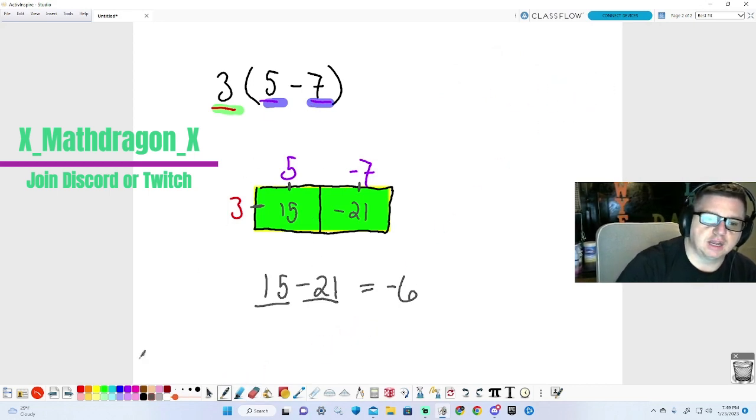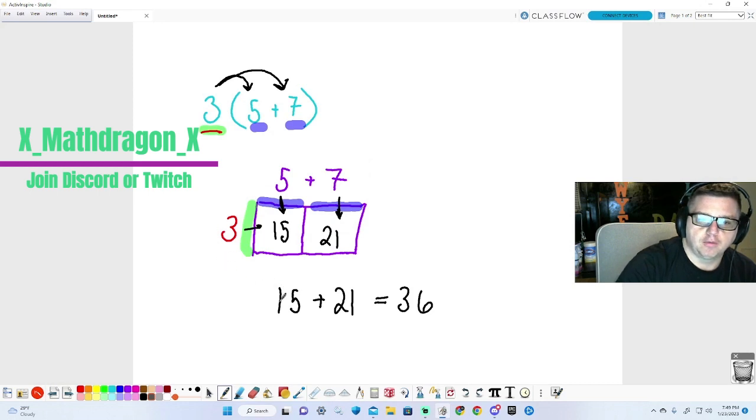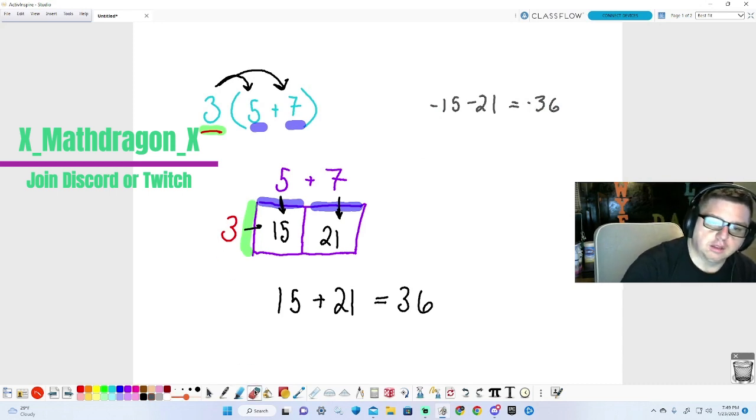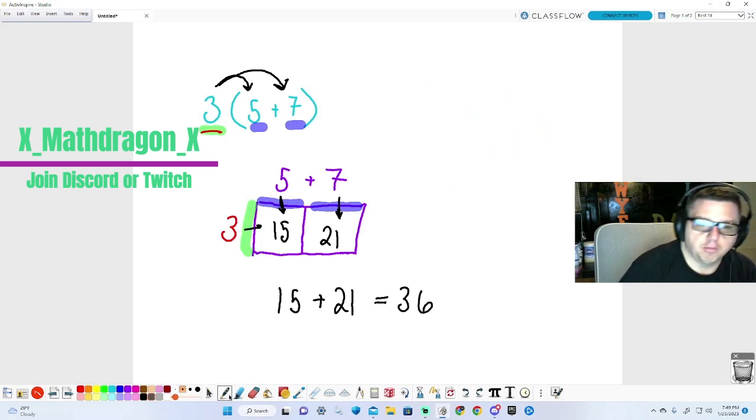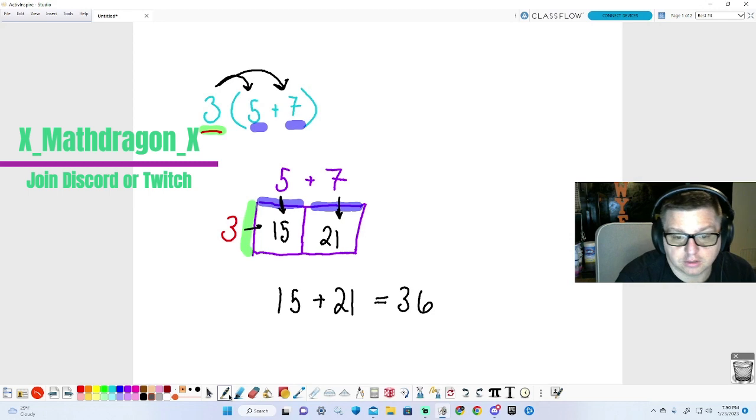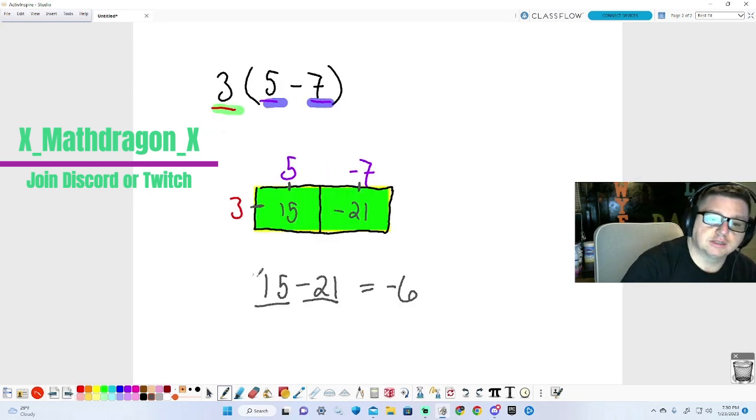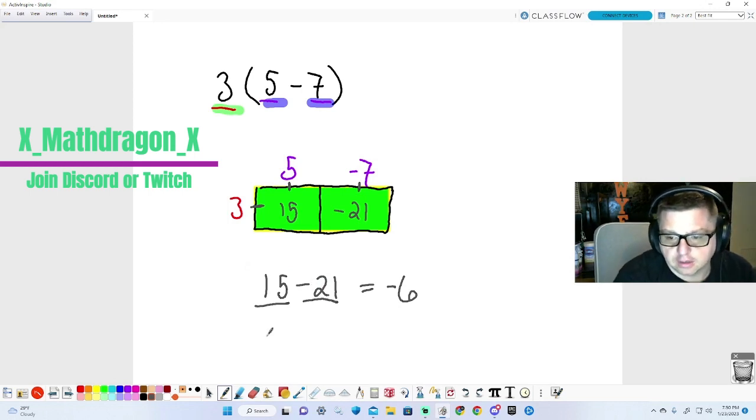Now, if the signs are the same, just like this problem, 15 plus 21, that gives us 36. If it's negative 15 minus 21, signs are the same. Add the numbers together, only keep the sign this time. And it becomes a negative 36. So when you're dealing with the same signs, always just add them together and then take the sign for whatever it is. If you are subtracting them or they're opposite signs, subtract the two numbers and then take the sign in front of the largest one. That's the tip and trick of the day.